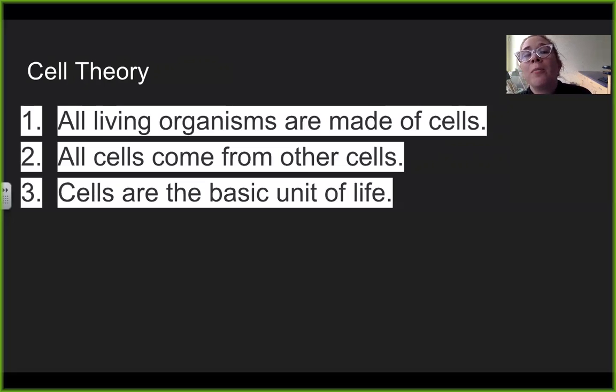All cells come from other cells. Now, this is the one that's harder to, I would say, prove, because we can see that now, right? Your skin, all your skin cells come from other skin cells, right? When organisms divide, they come from other organisms. But then that brings the question, where did the first cell come from? Right? If all cells come from other cells, where did that start? That's pretty much just asking how we managed to start life or something like that.